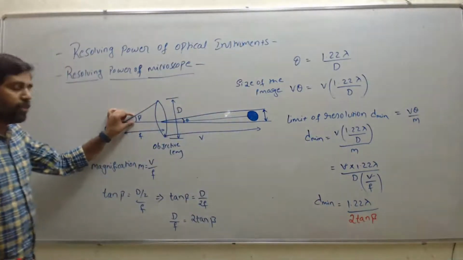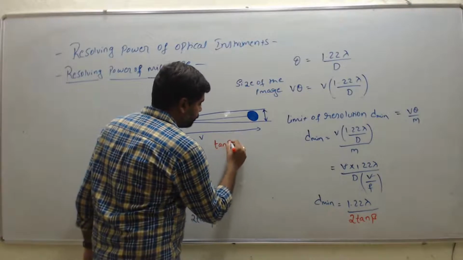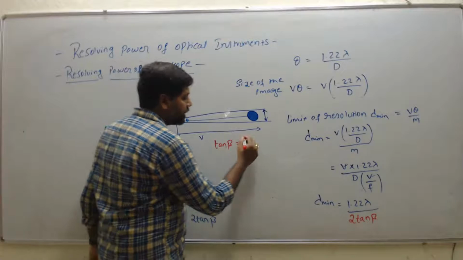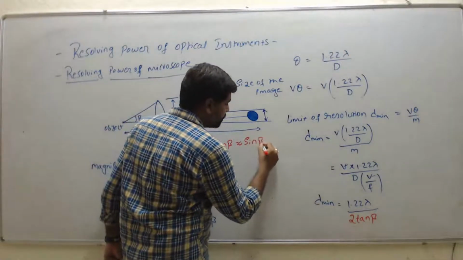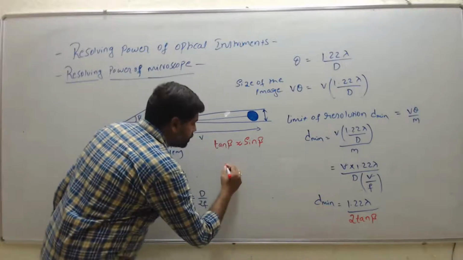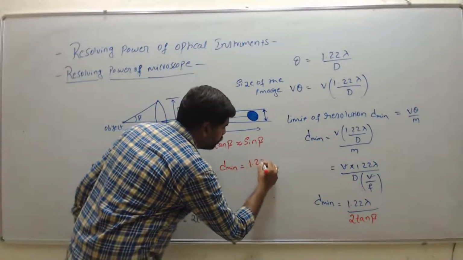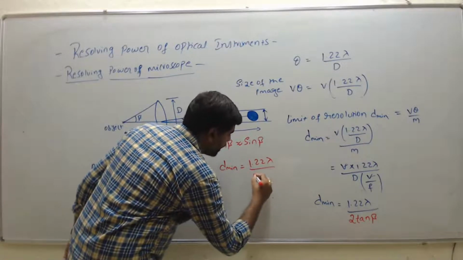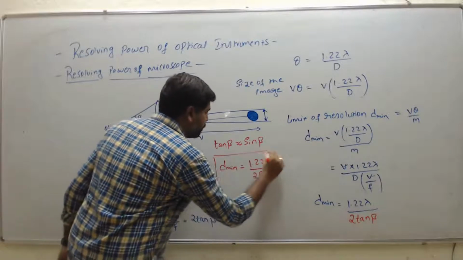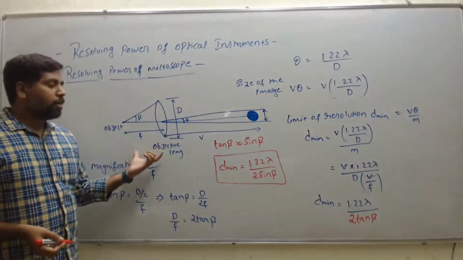As the angle beta is very small, tan beta can be written as sin beta. Hence the limit of resolution d minimum becomes 1.22 lambda divided by 2 sin beta. So this is the limit of resolution for the microscope.